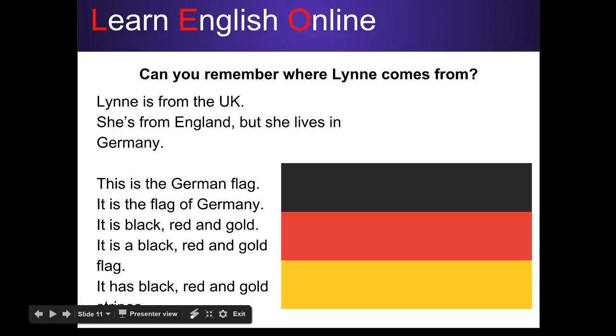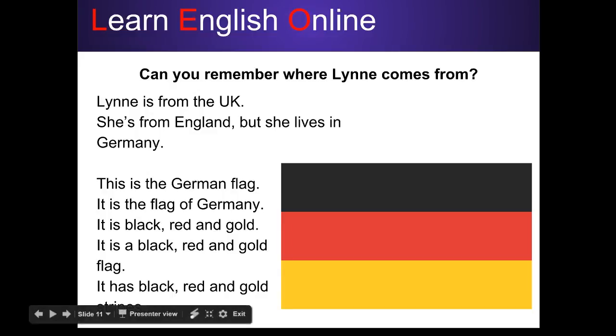Now, can you remember where I come from? I'm from the UK. I'm from England, but I live in Germany. And this is the German flag. So it's the flag of Germany. And it's black, red and gold. Not yellow, not orange, gold. Okay. It's a black, red and gold flag. 3 colours, 3 stripes. It has black, red and gold stripes.